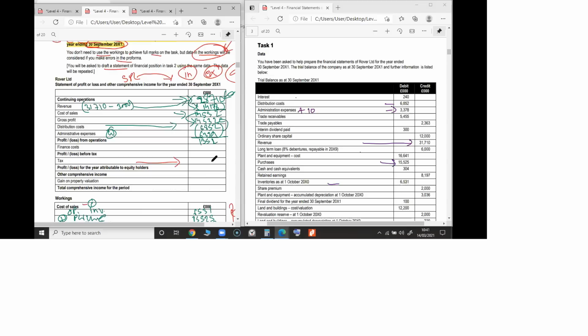Now, finance cost, just take it away. How much is your finance cost? Do you remember? Finance cost is the interest. So interest is 240 given, but would it be 240? We have added, thank you everybody, 240 plus 240 was added because it was not paid. It was accrued, 480.